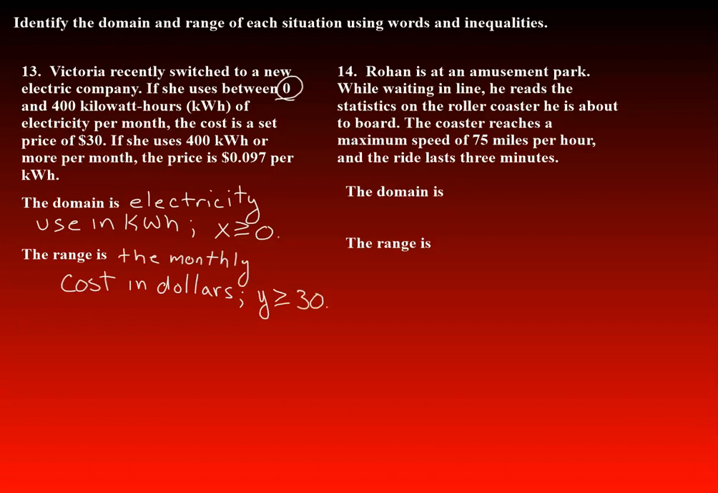Okay. So looking at this, the electricity is what she is controlling, right? She controls how much electricity she uses. The cost depends on how much electricity she uses. So the range would be what's dependent, and the domain is what is independent.